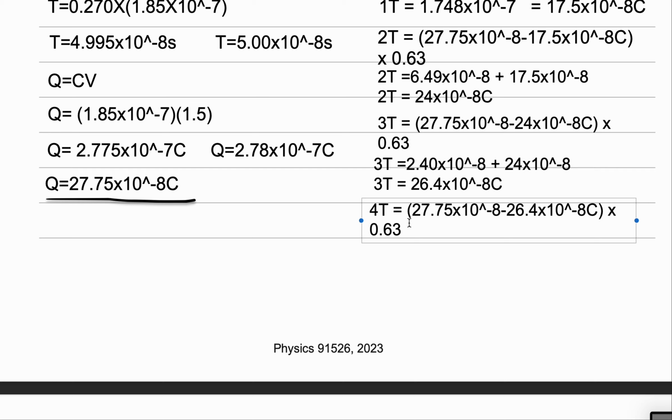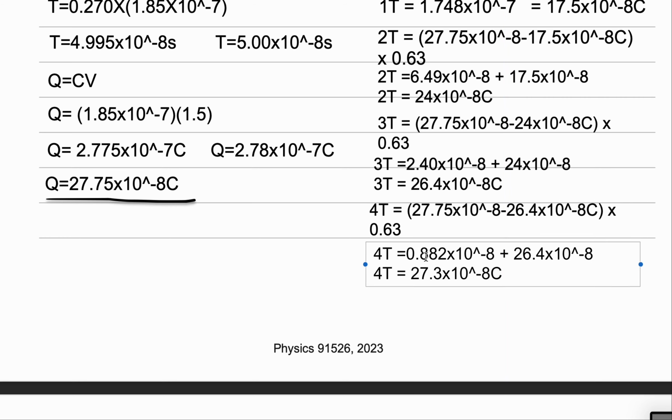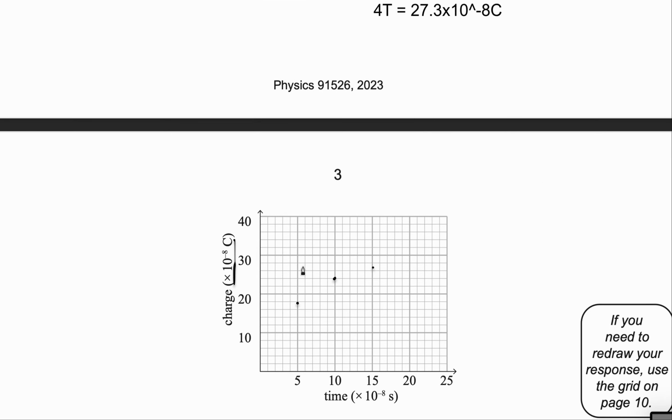Okay, same thing again, maximum minus the previous times 0.63 gets us 0.882 times 10 to the power of negative 8, plus that by the existing 26.4 times 10 to the power of negative 8 will equal 27.3 times 10 to the power of negative 8 coulombs. So find that on the graph, 27.3, a little bit further up, just about there. Cool. Now all we're going to do is connect the dots.